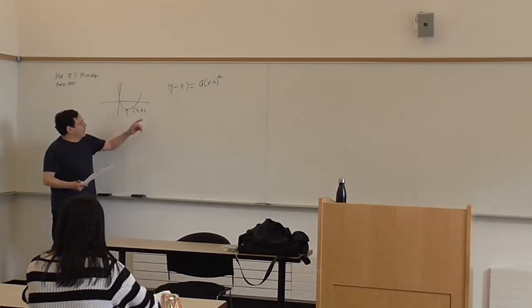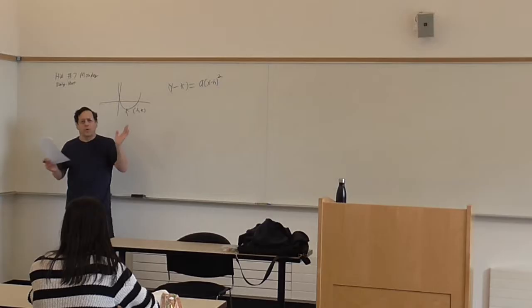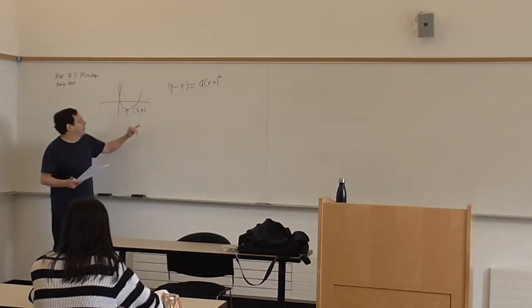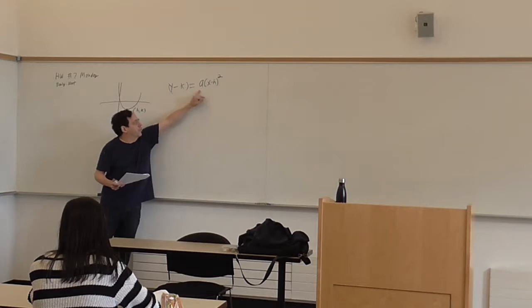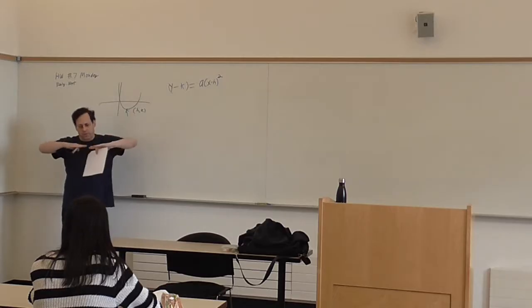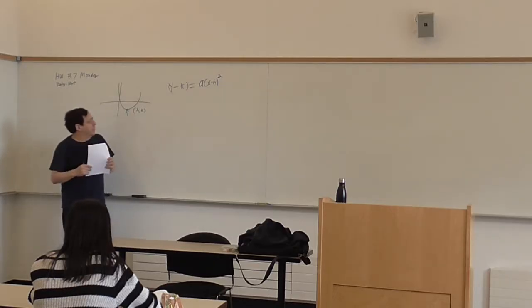And we also know, based on the a, whether this is going up, and also a little bit about its shape. If a is greater than 1, then it's going to go up a little more steeply. If a is less than 1, it's going to be gradual. If a is negative, it's upside down.